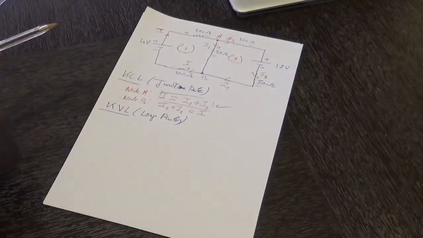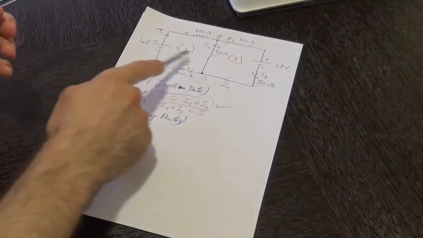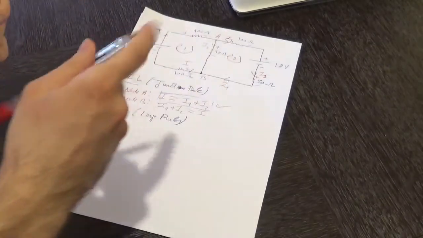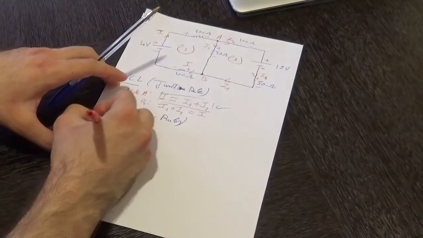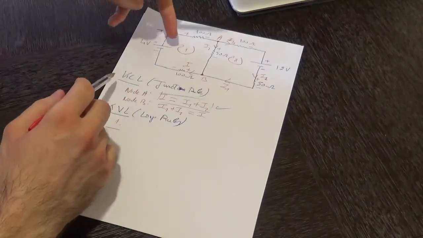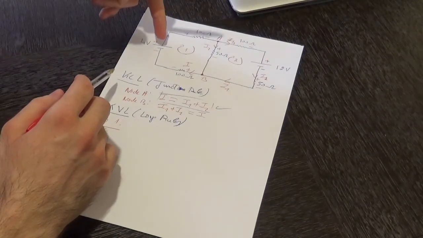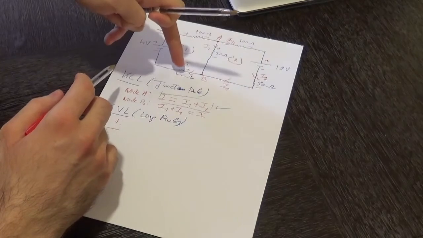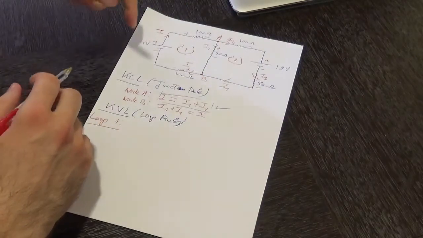So back to KVL. Since we have two loops over here, we're going to be establishing two equations for KVL, an equation for loop number 1 and an equation for loop number 2. Starting with loop 1. Like I said, over here we are moving clockwise, meaning we are starting at the battery, moving to the 100 ohm resistor, to the 50 ohm, and then to that 100 ohm resistor.